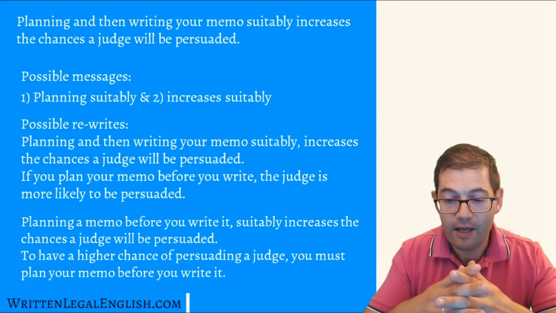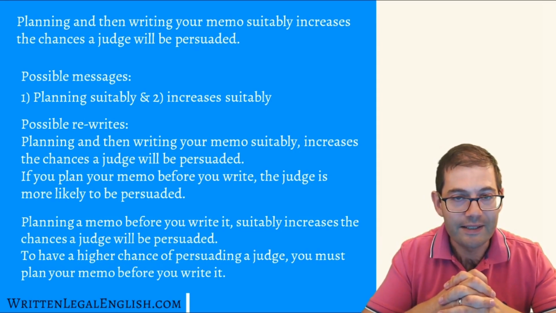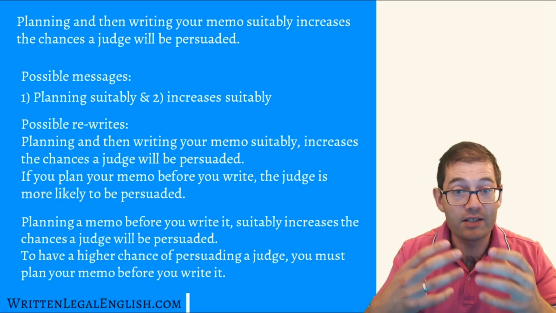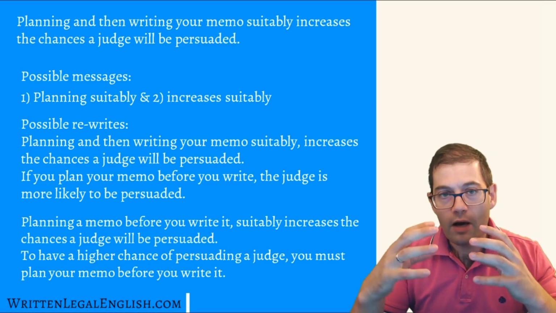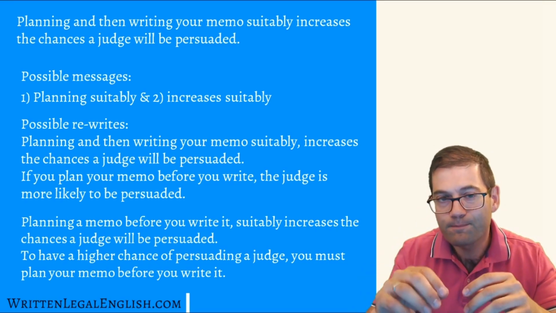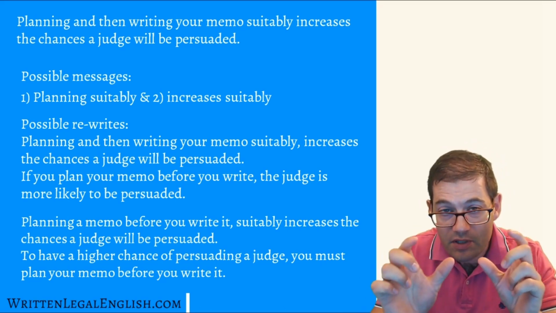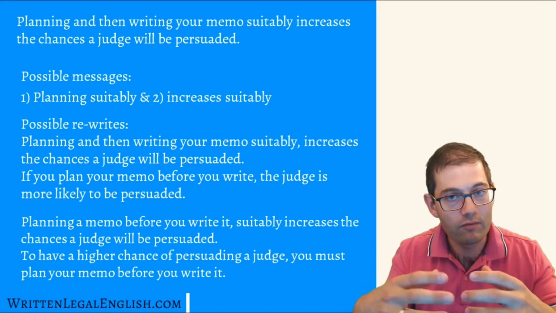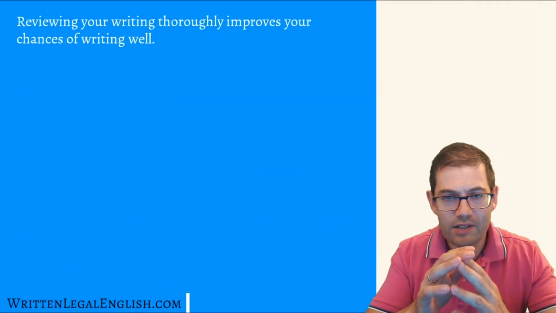To have a higher chance of persuading a judge, you must plan your memo before you write it. Of course, there are many other ways to communicate that message. These are just possible rewrites that you might have thought about. So hopefully now you've got a better idea of what a squinting modifier is, how a squinting modifier is formed by putting the adverb in between two clauses, and the problem that can arise as a result of that in the English language. So let's have a look at the remaining two sentences.